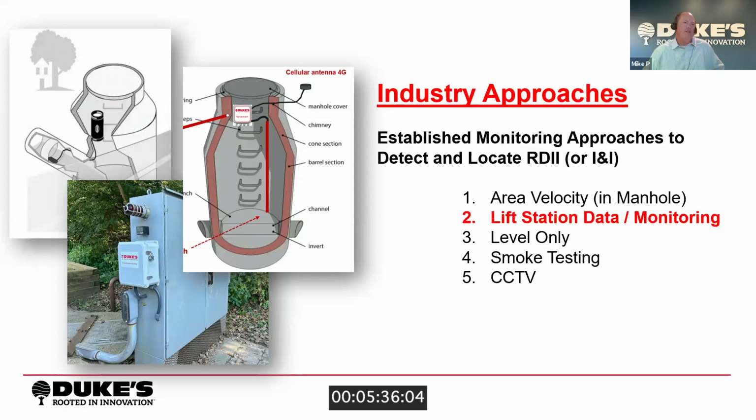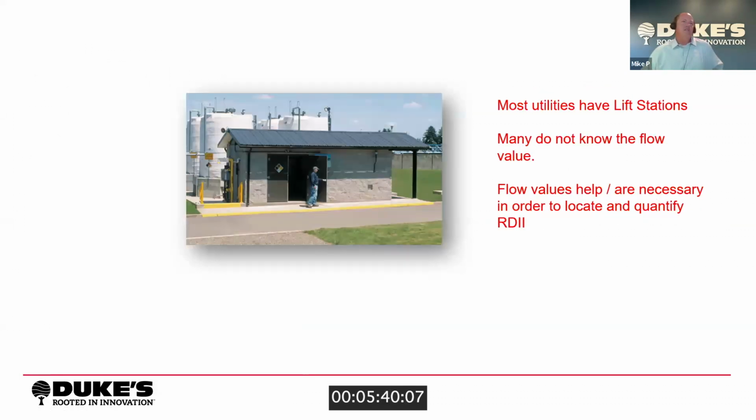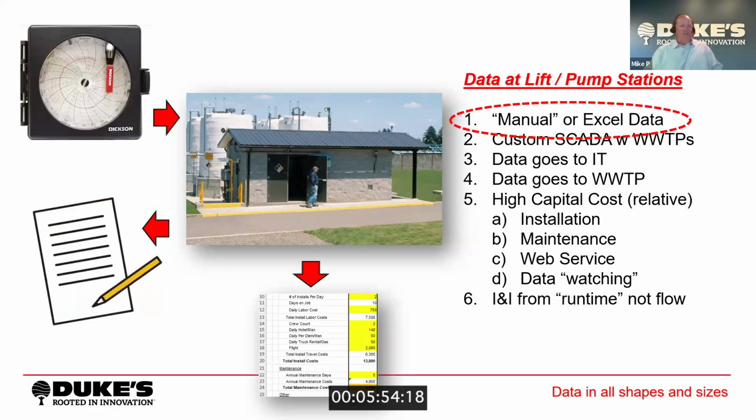And we'll kind of shift gears and get into lift stations. Yeah, most utilities have lift stations. Most utilities are getting some kind of data out, but they don't know the flow value. They may know that the pumps run 30% longer during X rain event, but they have no idea what the flow values are.